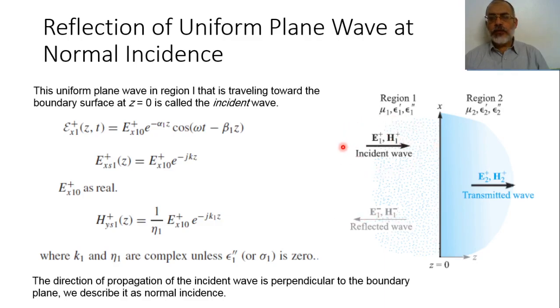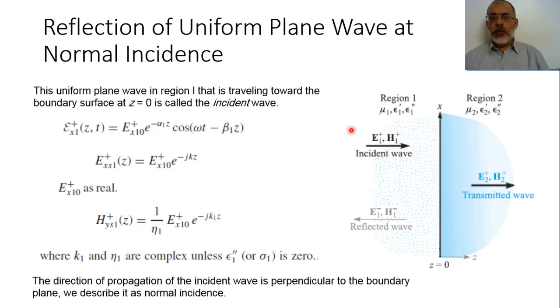Effectively, the incident wave is a known value. The unknown values are the transmitted and the reflected waves. So our plan is to obtain the amplitude of the transmitted and reflected waves in terms of the incident wave.